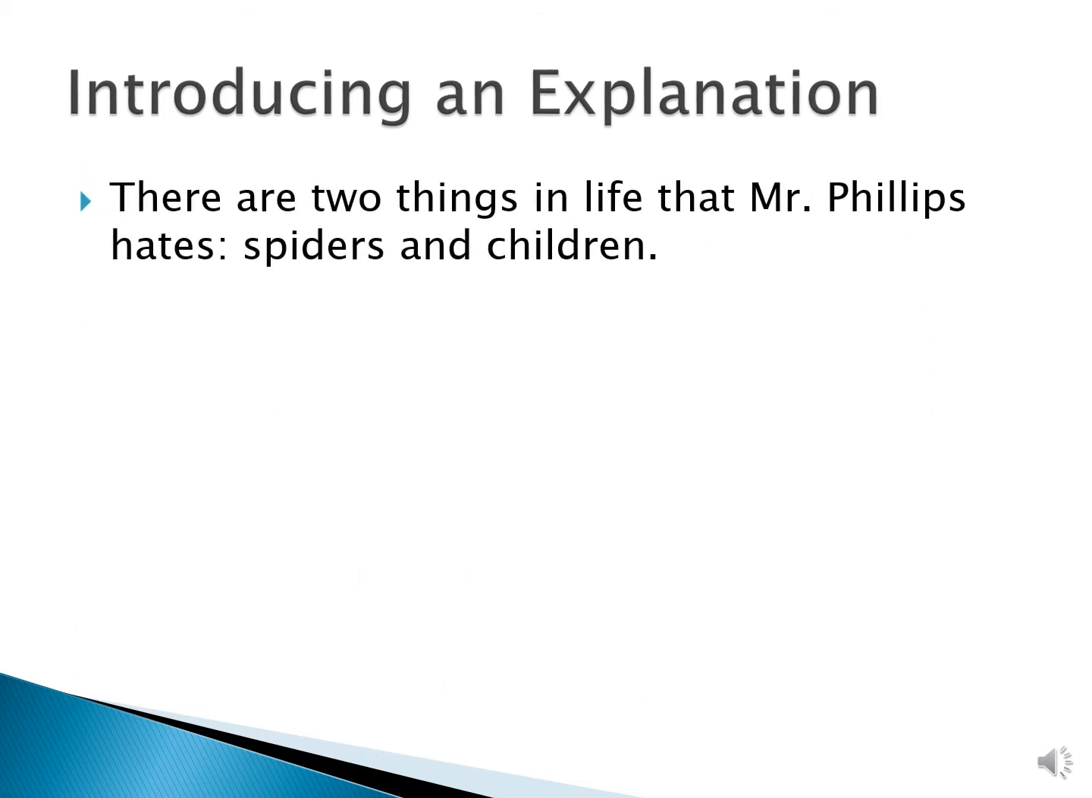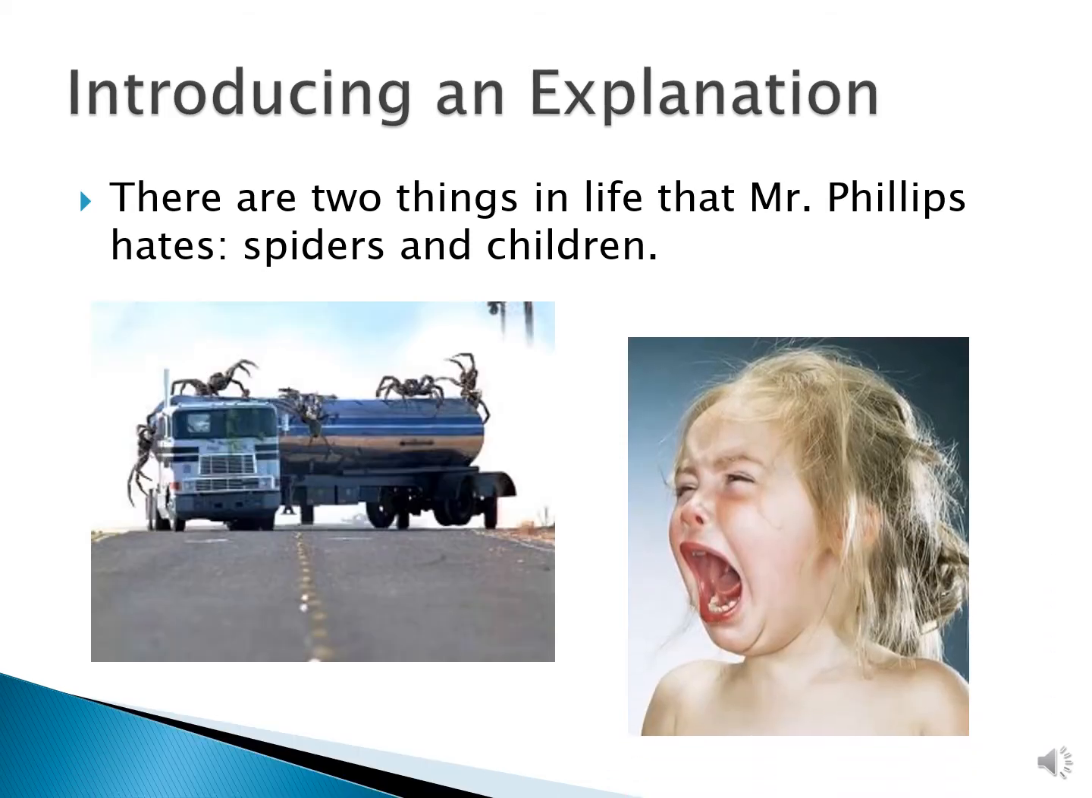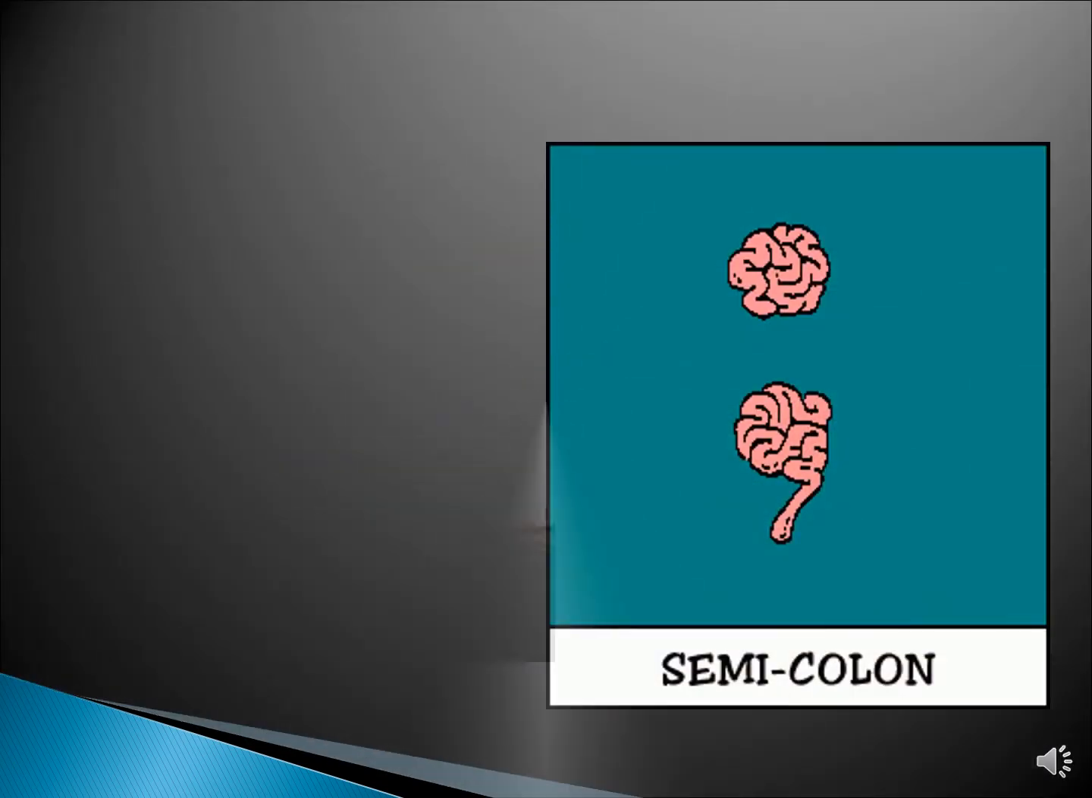A good example of that would be, there are two things in life that Mr. Phillips hates. Now that's a complete sentence, but your reader is wondering, what are those two things? And you notice it's not a list, because we're only talking about two things. You need three or more to make a list. And it is explaining what those two things are. So, spiders and children. And we do not capitalize what comes after the colon. It's okay that this is not a complete sentence, but what comes before it is. So colons can be incredibly neat tools to use as introductions.